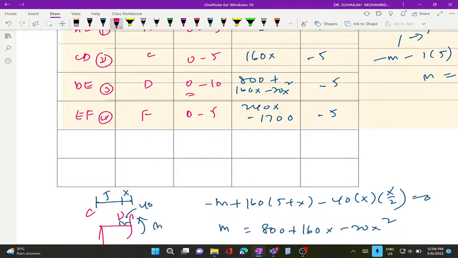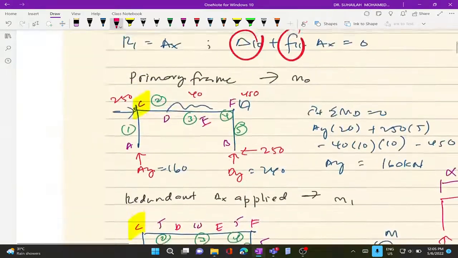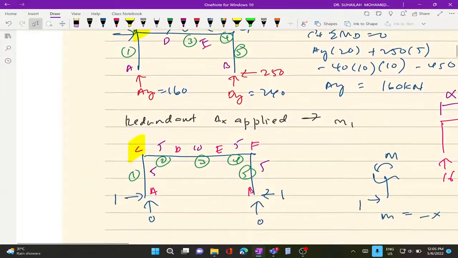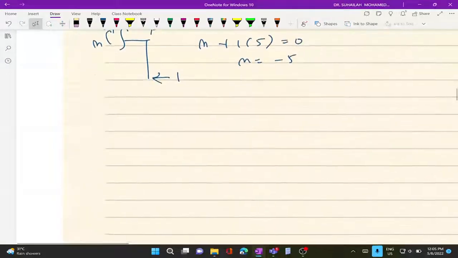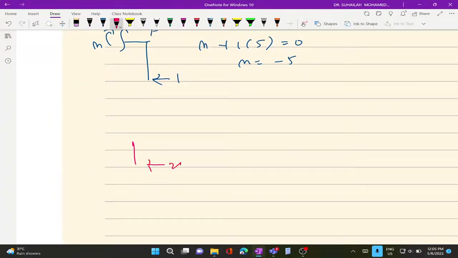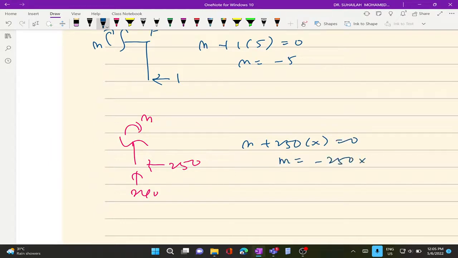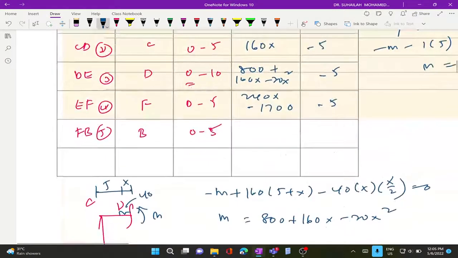Okay, the last cutting section is FB, origin B. This is number 5, 0 to 5, and the equation. It is 250 here, and moment. So what we get is M plus 250 times X equal to 0. So M is equal to negative 250X.